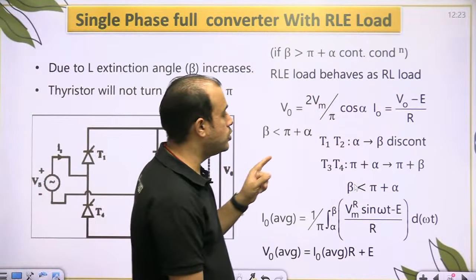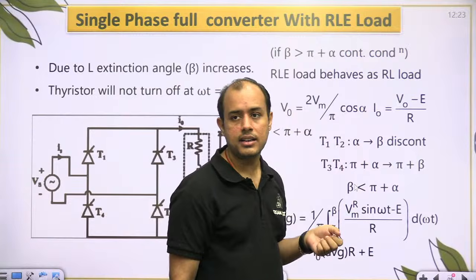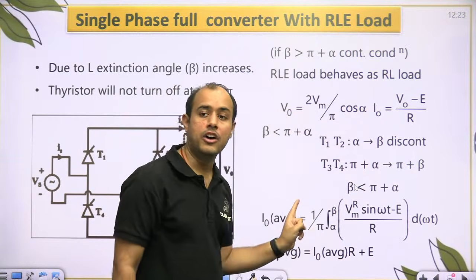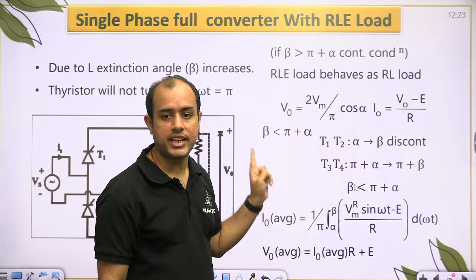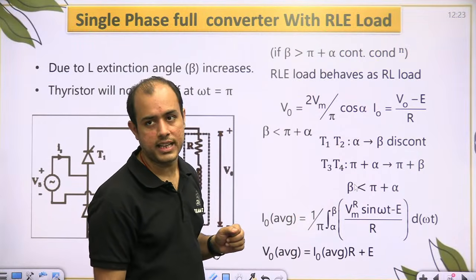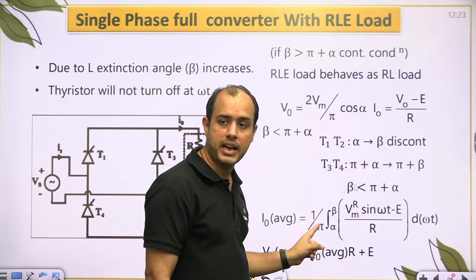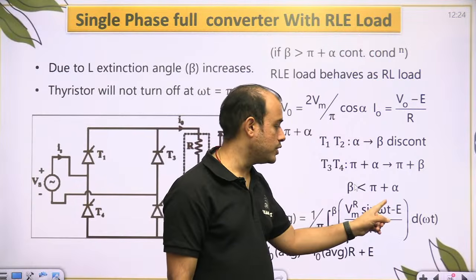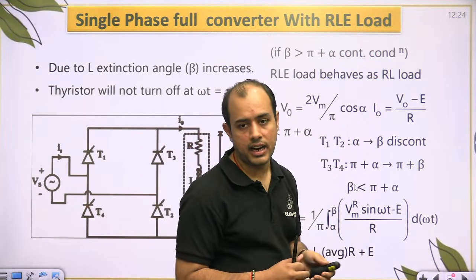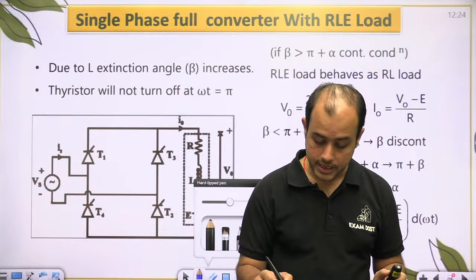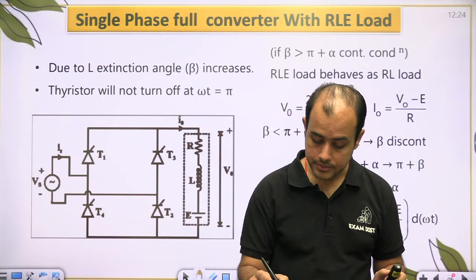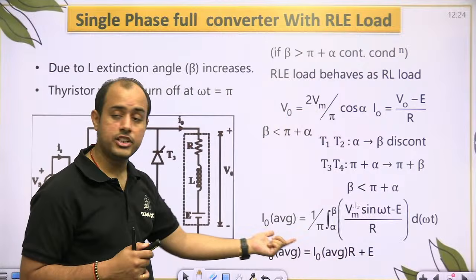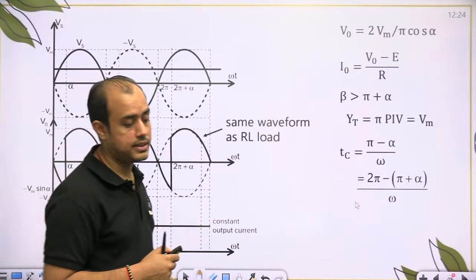So T1, T2 will conduct from alpha to beta, T3, T4 from pi plus alpha to pi plus beta. Now, when you are taking I average, inductor does not play any role in the average current. Period is pi. Integration from alpha to beta, Vm sin omega t minus E by R. Okay. And V average will be I average into R plus E.